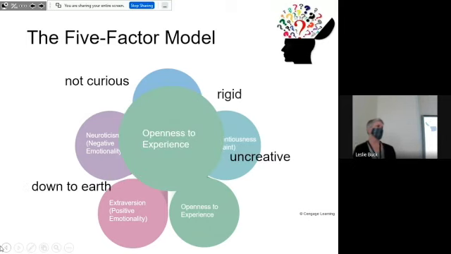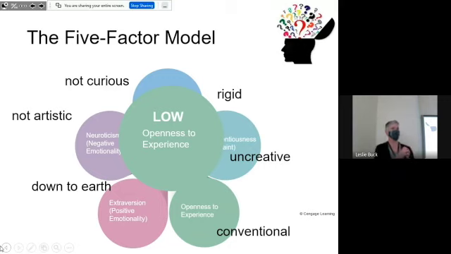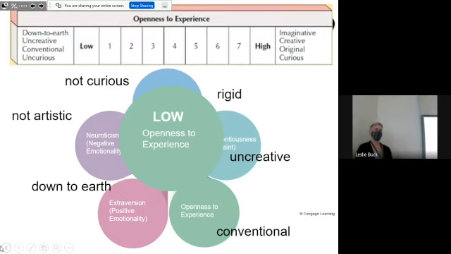Low on openness are people who are rigid and conventional. They like sameness. They don't like different. They don't like to try new things. They're pretty down to earth, practical, not overly creative kinds of thinkers. So any questions about openness? So every one of you has some level, high, low, or in the middle.